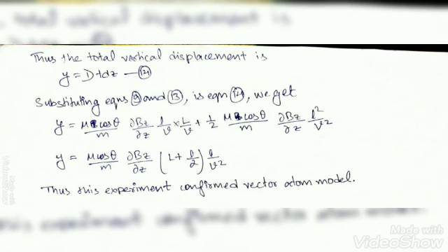Equation 14. Substituting equations 9 and 13 in equation 14, we get y equals mu cos theta by m del Bz by del z, L by v into capital L by v, plus half mu cos theta by m del Bz by del z, L square by v square, or y equals mu cos theta by m del Bz by del z, in brackets capital L plus L by 2, close bracket, L by v square. Thus this experiment confirmed the vector atom model.